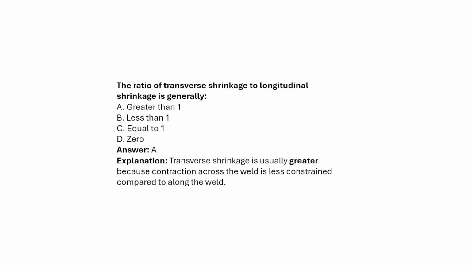The ratio of the transverse shrinking to longitudinal shrinking is generally greater than 1, less than 1, equal to 1, or 0. Answer will be A, greater than 1. Transverse shrinking is usually greater because contraction across the weld is less constrained compared to along the weld.